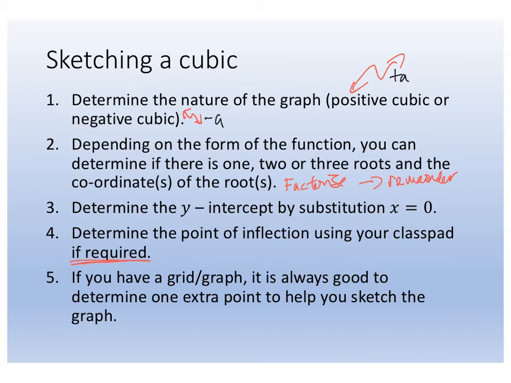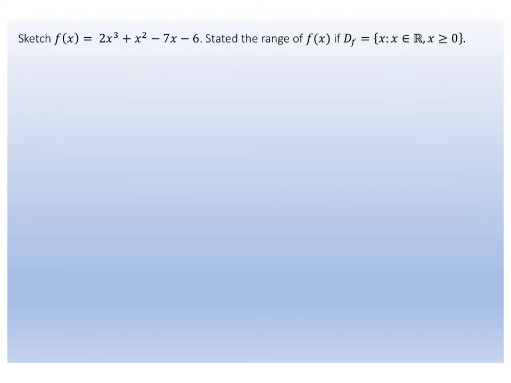And if you have a grid for a graph, it is always good to determine one extra point to help you sketch the graph. That is actually useful information. I will talk to you a little bit later and show you another example. Right, you are now asked to sketch the function f(x) equals 2x cubed plus x squared minus 7x minus 6, and then state the range of f(x) if the domain of x is x greater than 0.